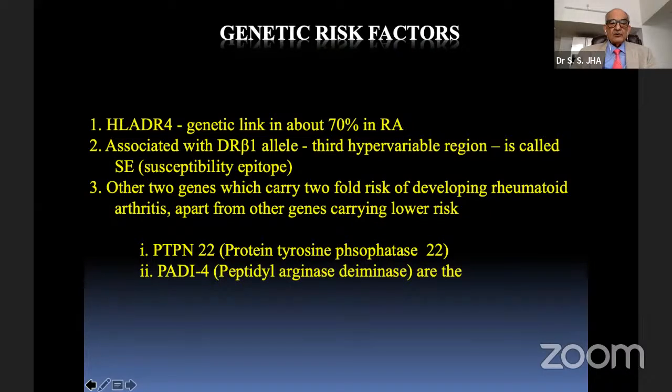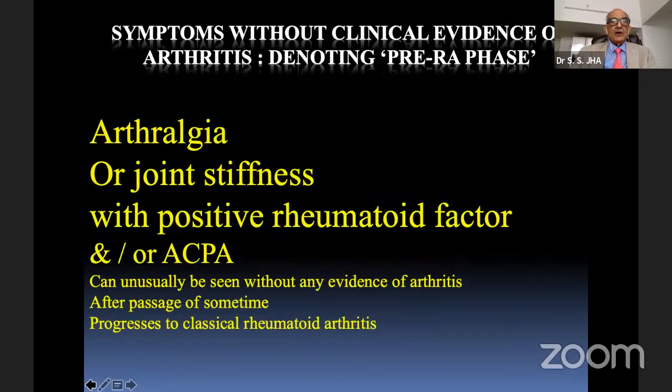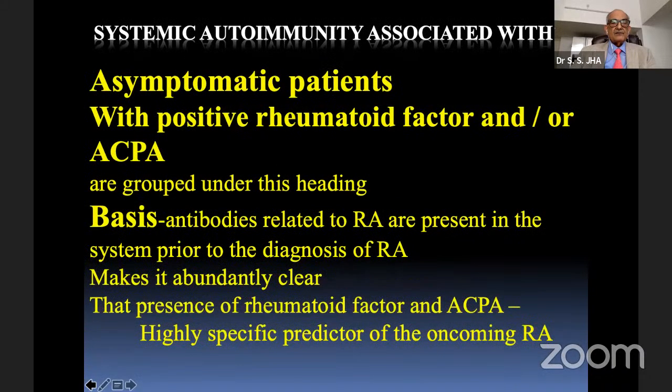There are two other genes which carry twofold risk of developing rheumatoid arthritis, apart from other genes which carry lower risk, and they are PTPN22 and PADI4. Friends, when we say arthralgia or joint stiffness with positive rheumatoid factor and or presence of ACPA, they can unusually be seen without any evidence of arthritis. After passage of some time it progresses to classical rheumatoid arthritis. Now, asymptomatic patients with positive rheumatoid factor and ACPA are grouped under this heading.